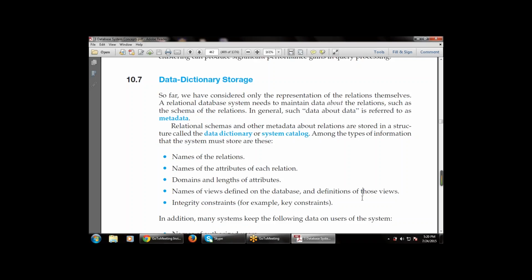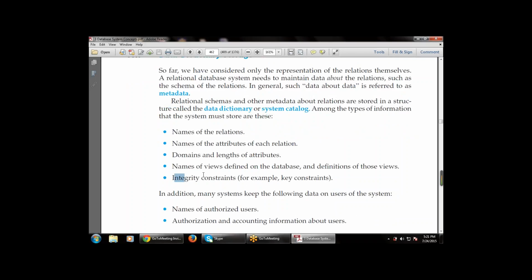There are integrity constraints, that is the keys or constraints that are available in the database, which is the data about the table. Then the names of the views that are defined in the database and the definitions of these views. Then next are the integrity constraints, for example the key constraints.